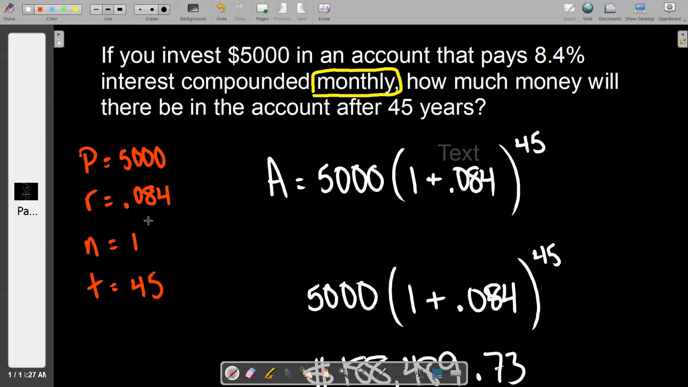And so the only thing I would have to modify is here where we have n equals 1. For our next example, we would need to change n into 12. Okay, everybody got that?